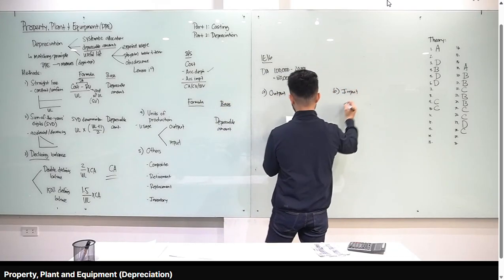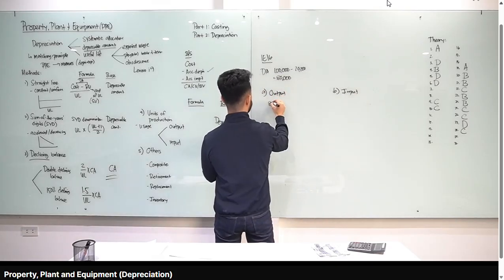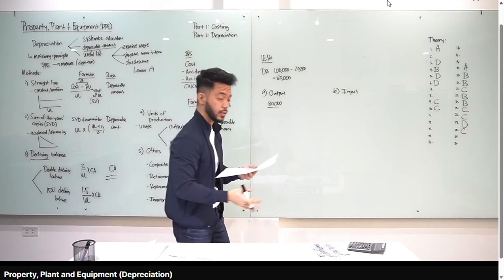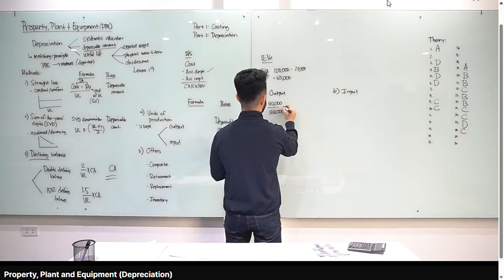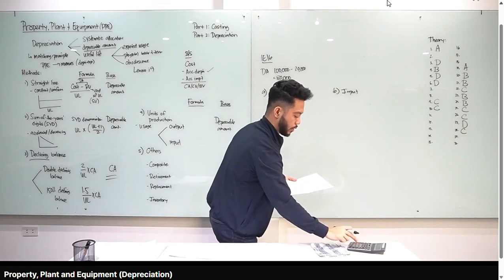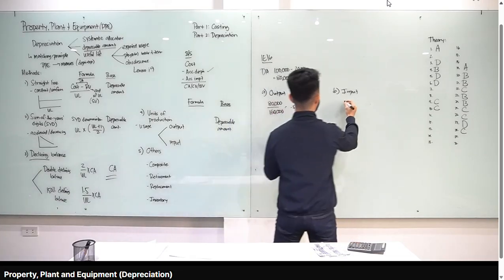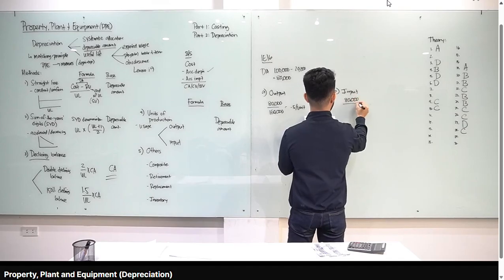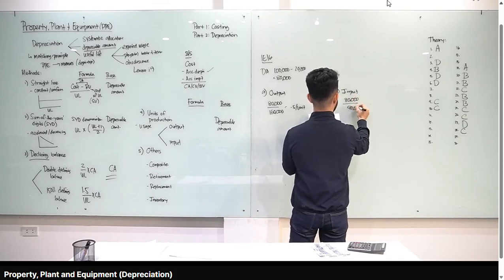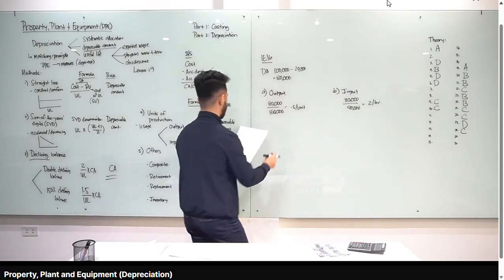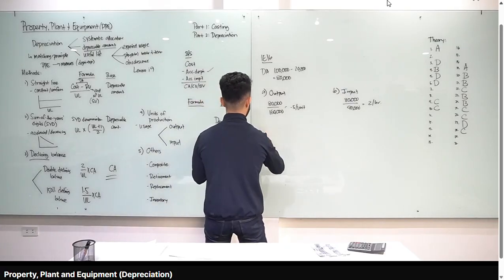So, gagawin na natin, yung depreciable amount natin, 80,000, i-divide natin yan by the total output. How much yung total output? Nakita mo yung 160,000? Yes, 160,000. Okay, yan yung rate na gagamitin natin. 80,000 divided by 160,000, so 0.5 per unit. Okay, now for the input naman, 80,000 over, nakita mo, class, yung total manufacturing hours na 40,000, 2 per hour naman yung magiging rate natin.